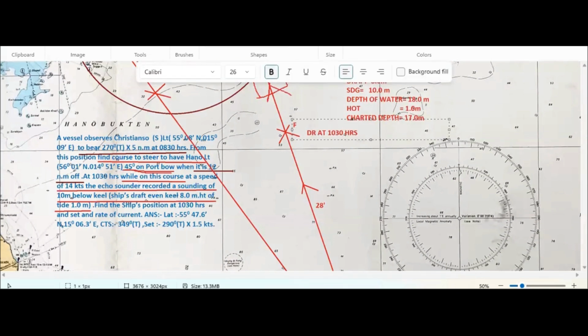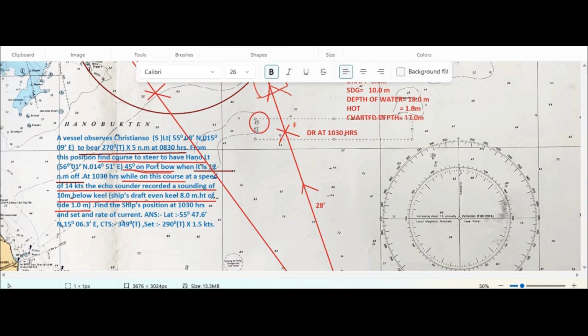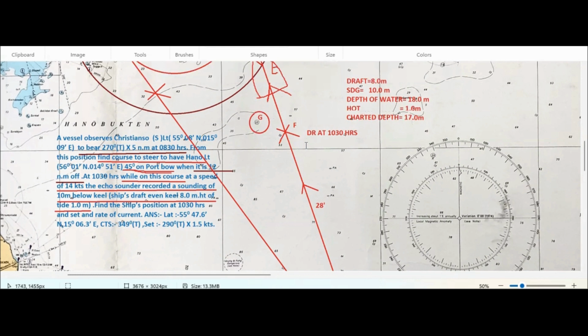What do you mean by DR? The vessel should be at A point at 10:30. But they found the charted depth is 17 meters. Near the A, there is one small 17 meter patch. That means the actual position of the vessel is here. By sounding, they found the vessel position is here. The G point is the vessel position. That means the vessel should be at A if there is no current, but the vessel landed at point G. Why? Because an external force pushed you from F to G. So what is the external force? Your current. So they are asking the set and rate, set and drift, of the current.